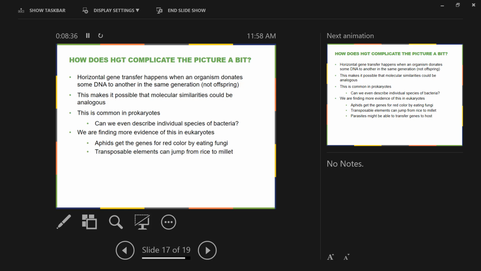Transposable elements are mobile genetic elements, and usually they just jump around a single genome. Like a piece might jump from chromosome 1 to chromosome 5. Or from chromosome 5 to chromosome 21, right? They're just mobile genetic elements. But we're starting to find evidence that these transposable elements can jump from one organism to another. And in this case, from rice to another grain to millet.